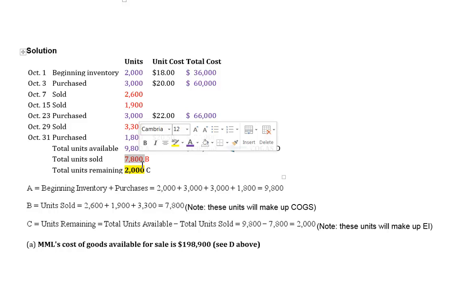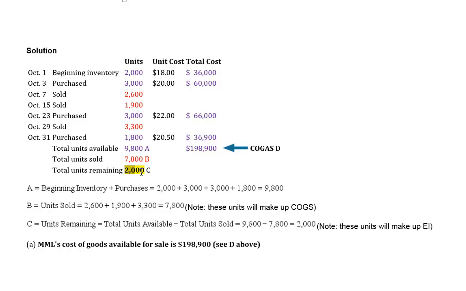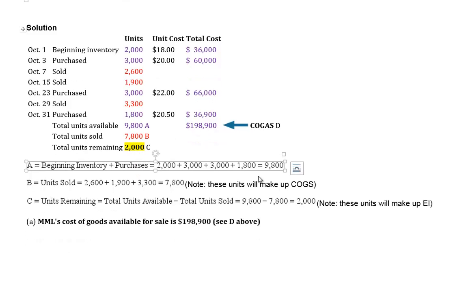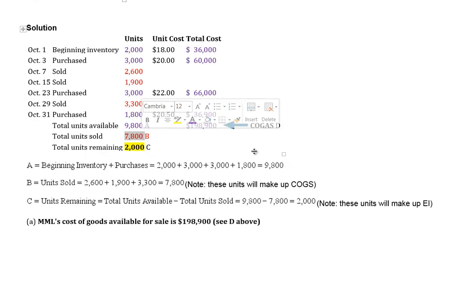So my 7,800 is going to enter into my calculation in part B for cost of goods sold. And the last 2,000 here in the black color bold and with the yellow highlight is going to be what I'm going to use to calculate the cost of my ending inventory. And don't forget, the ending inventory is going to go on your balance sheet or statement of financial position, and the cost associated with the 7,800 units is going to go on your statement of earnings or income statement, right?